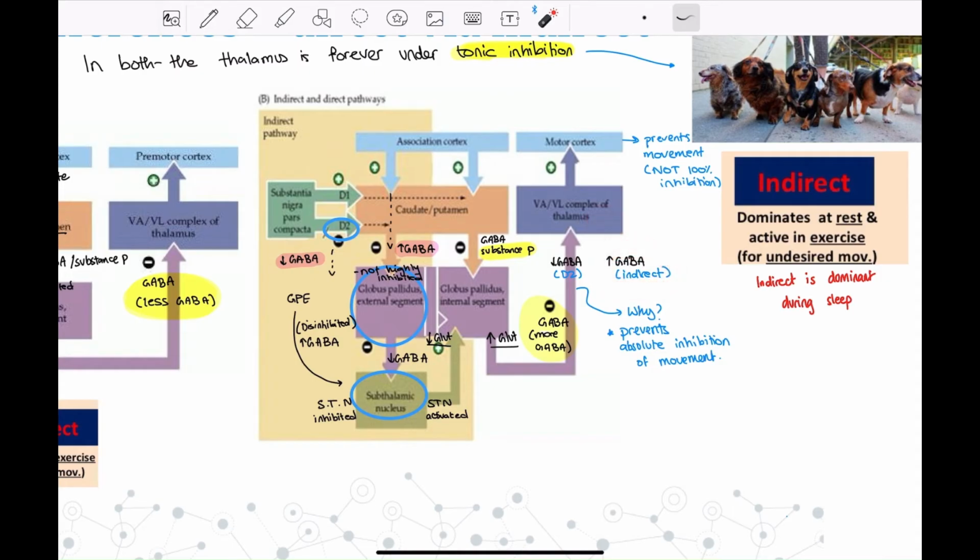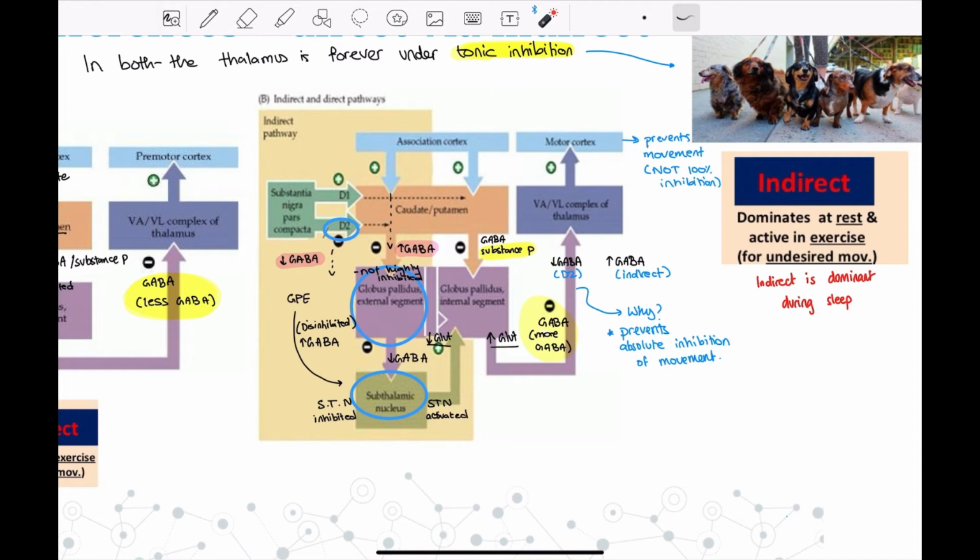But as we know, we do not want to completely halt movement. That's going to be very confusing to the body. Like, am I moving or am I not moving? Because the indirect and direct pathway have to work in harmony. The goal is to simply prevent unwanted movement, right? So how am I going to prevent complete disinhibition of movement?